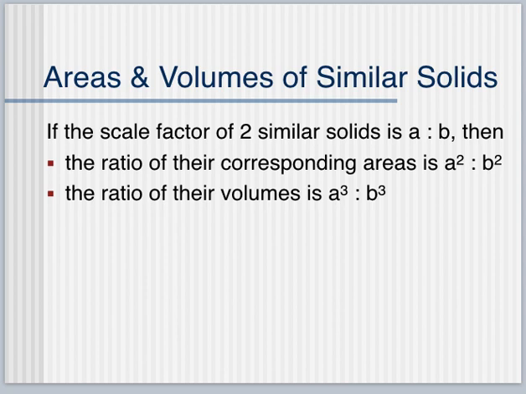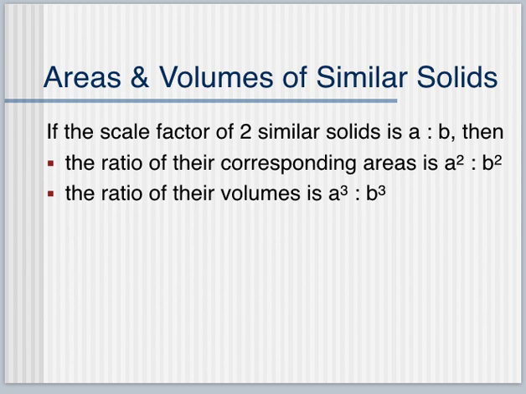Now, here's going to be the key rule for solving the word problems you'll see today. If a scale factor of two similar solids is A to B, then the ratio of their corresponding areas, including surface areas, is A squared to B squared, and the ratio of their volumes is A cubed to B cubed.